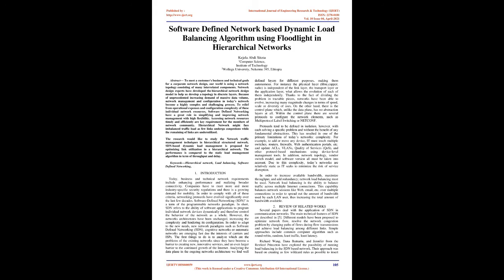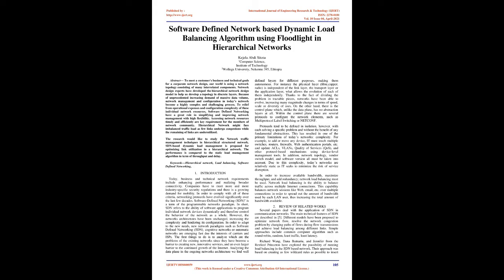Analyzing the data plane in the ongoing network architecture, we see well-defined layers, making them autonomous. For instance, the physical layer, copper, radio, is independent of the link layer, the transport layer or the application layer, which allows the evolution of each of them independently. Thanks to dividing the problem into tractable pieces, networks have been able to evolve, with many orders of magnitude changes in terms of speed, scale, or diversity of uses.